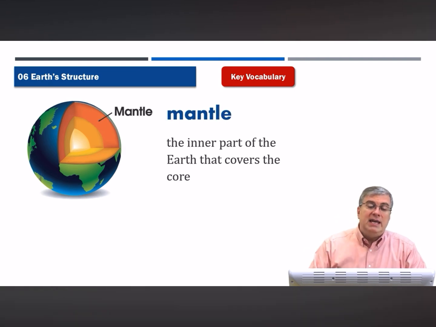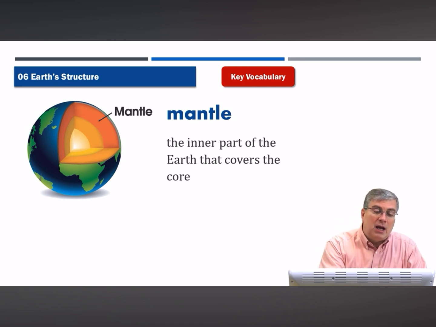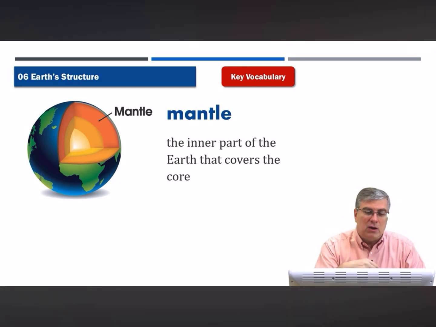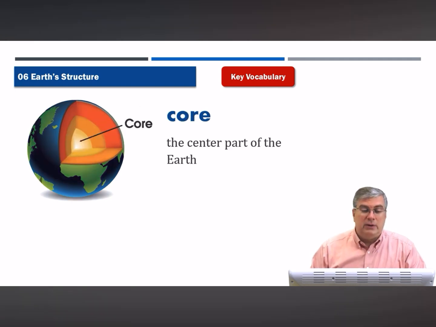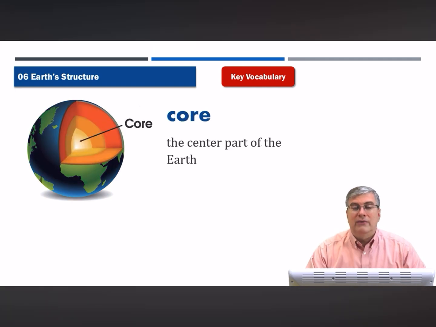Mantle, of course, is underneath the crust. That's the inner part of the Earth, and it covers the core. So basically, we're talking about 3 parts of the Earth, right? We have the crust here, we have the mantle here, and then the core is here. And of course, the next one is core. Core is the center part of the Earth. That's the middle of the Earth.